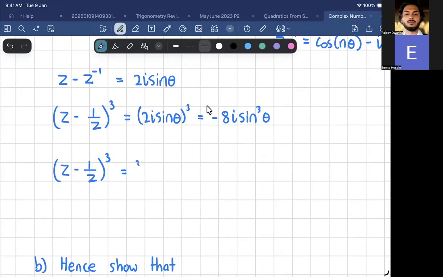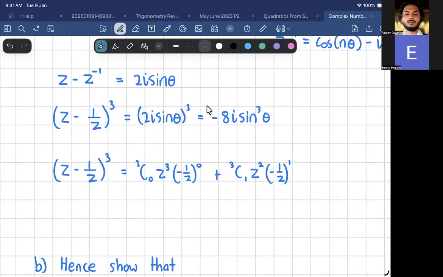So this would be 3 choose 0. And that would be what? z to the power 3, right? That would be z to the power 3 minus 1 over z to the power 0. What would the next one be? 3C1. Wait, sorry. z squared by minus 1 over z.